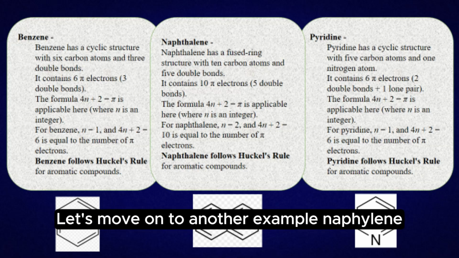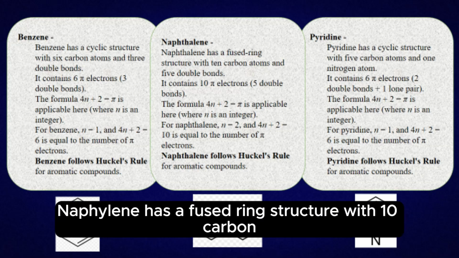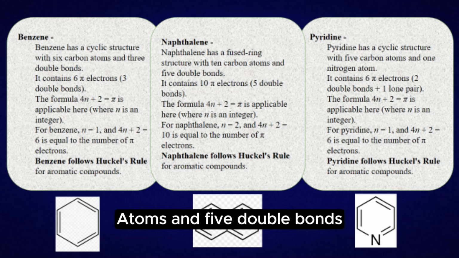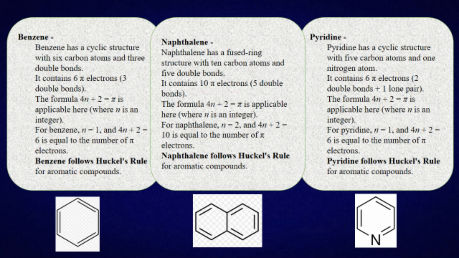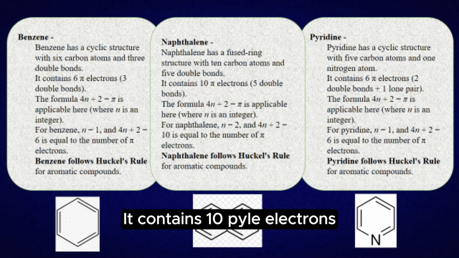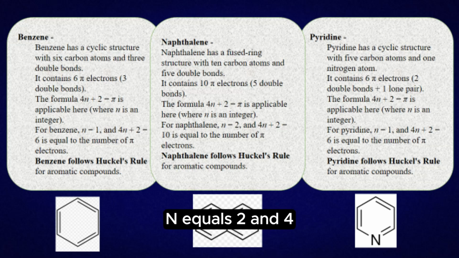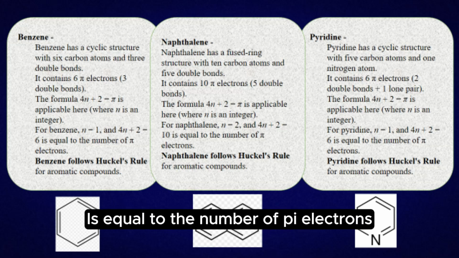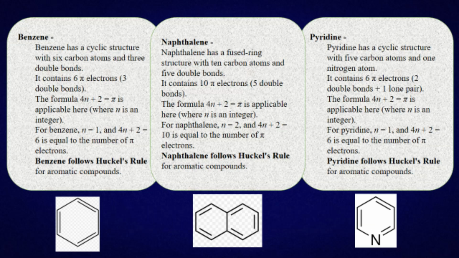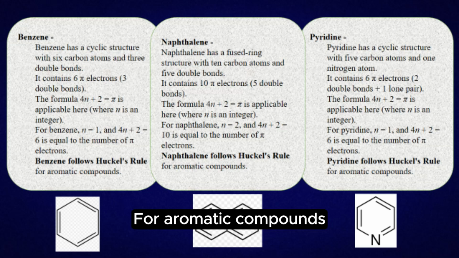Let's move on to another example. Naphthalene. Naphthalene has a fused ring structure with 10 carbon atoms and 5 double bonds. It contains 10 pi electrons, which means 5 double bonds. The formula 4n plus 2 equals pi electrons is obeyed. For naphthalene, n equals 2, and 4n plus 2 is equal to 10, which is equal to the number of pi electrons. Naphthalene follows Huckel's rule for aromatic compounds.